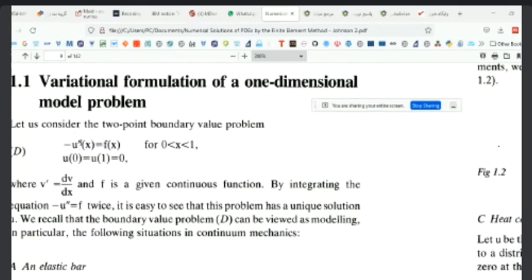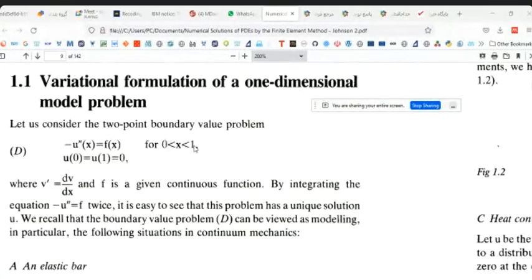minus u double prime x equals a function called f for x between 0 and 1 with the boundary condition u0 equals u1 equals 0. We have the definitions of v prime as the differentiation of v with respect to x, or dv dx.